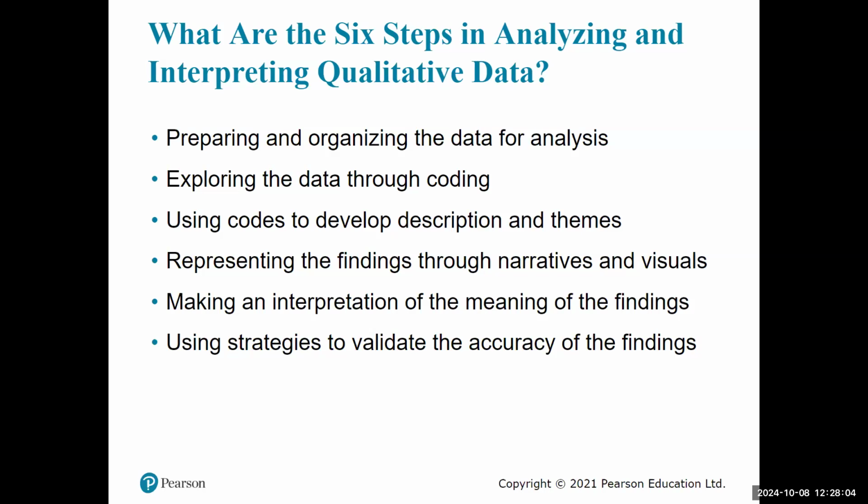And then the last step is using strategies to validate the accuracy of the findings, which are things like member checking, triangulation, or peer debriefing, as essentials to ensure the research is credible, reliable, and accurately represents the participants' perspective. So it's kind of like handing it off to someone else to make sure that this is what was found and it's not a biased opinion that you're finding for yourself.